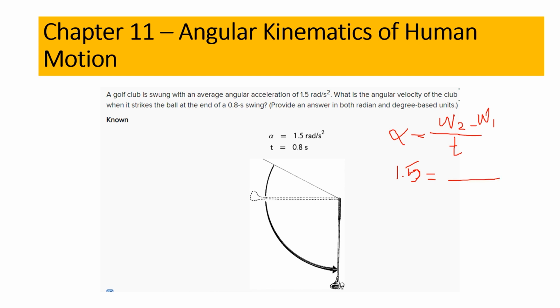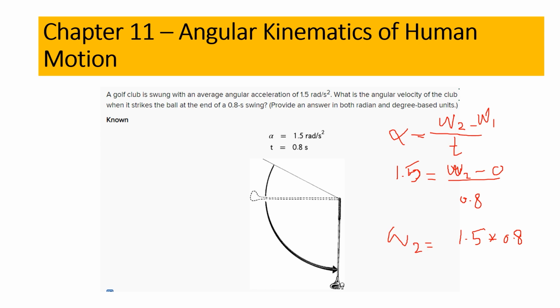So I have the time, which is 0.8. Now we need to find the velocity, correct? So that's W2, and W1 usually you start from 0, correct? Right? And then you have one unknown to find. So you can say that W2, the angular velocity, is 1.5 multiplied by 0.8.